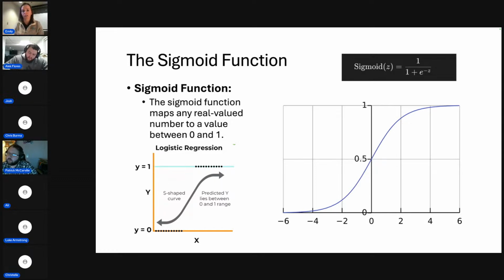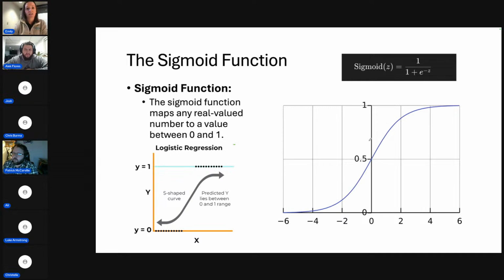You can try it on your calculator, or on some math website on your computer. Try 1 over 1 plus e to the negative z, and put any number in there and see what the output is. You will find that it maps any real valued number to a value between 0 and 1. It constrains it to some decimal between 0 and 1.